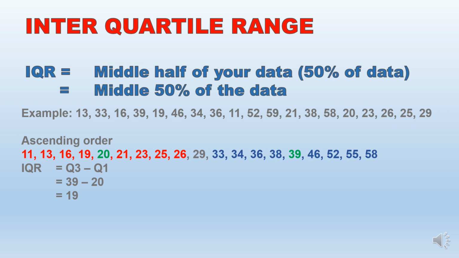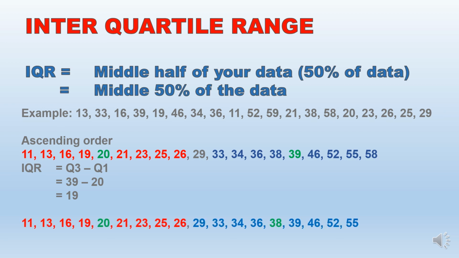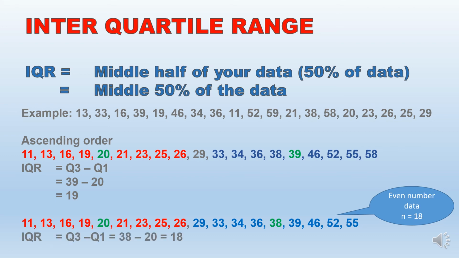Suppose your data has an even number of readings; suppose this same example had 18 readings. How do we calculate the IQR? We just divide the data into two halves, and from the two halves we again identify the middle value, the median, of each. So here Q3 is 38 and Q1 is 20. For this example, the IQR value is 18.